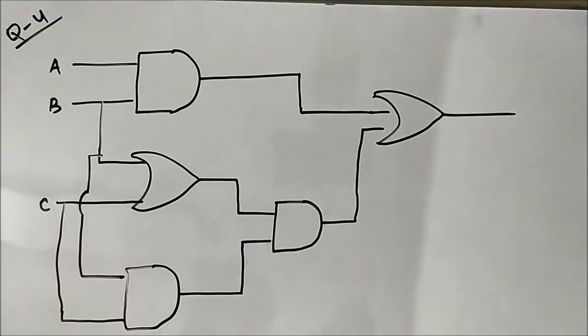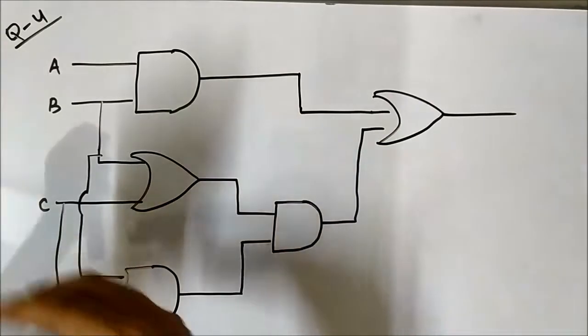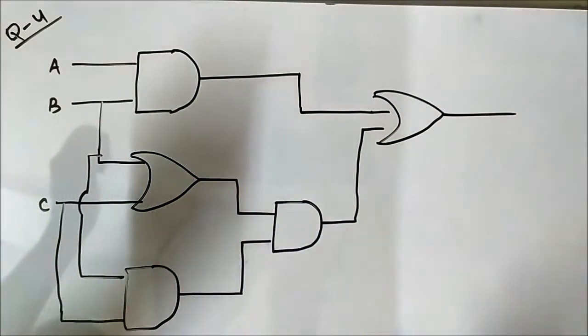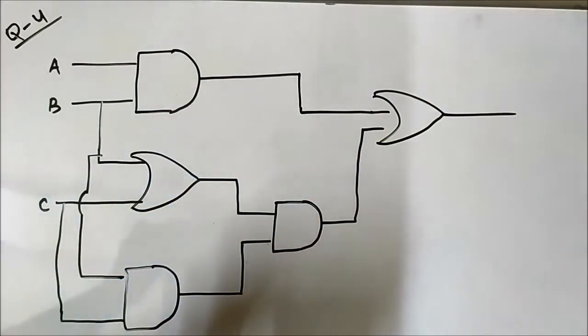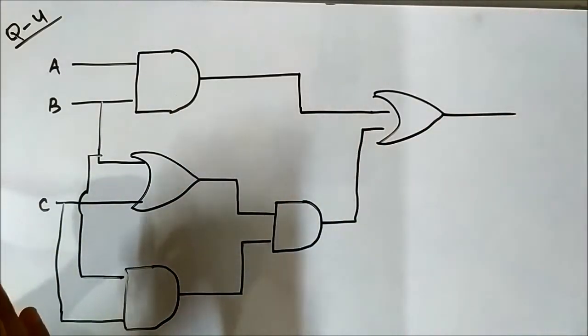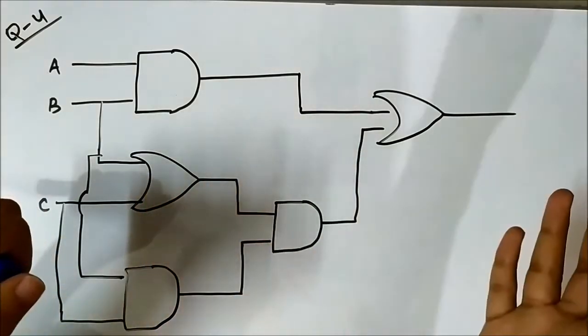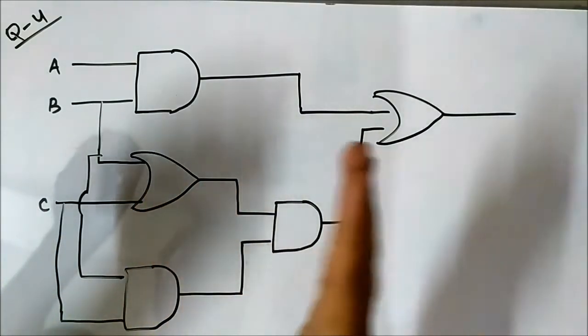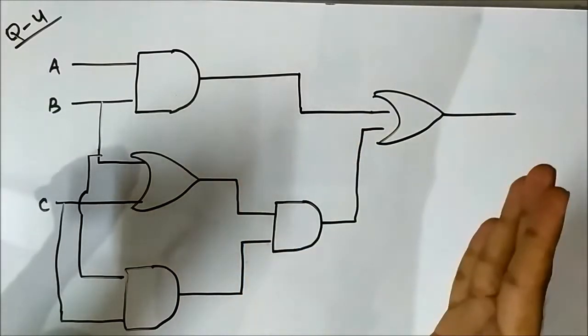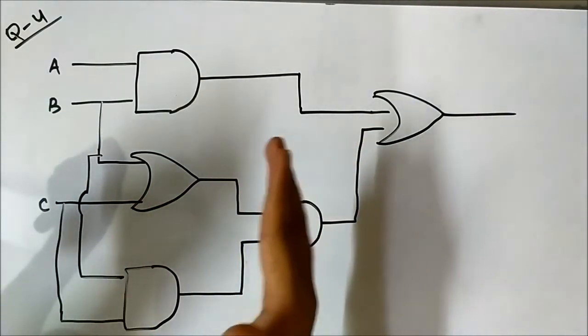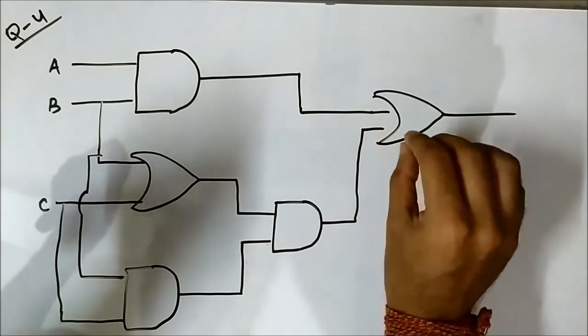Hello friends, so this is the fourth question that we'll discuss related to determination of the output of a given logic circuit. Again, this logic circuit consists of only AND gates and OR gates, but it is distributed throughout. So again, in order to determine the output of this circuit, we have to divide it into layers and levels, and then we have to finally reach the final level.